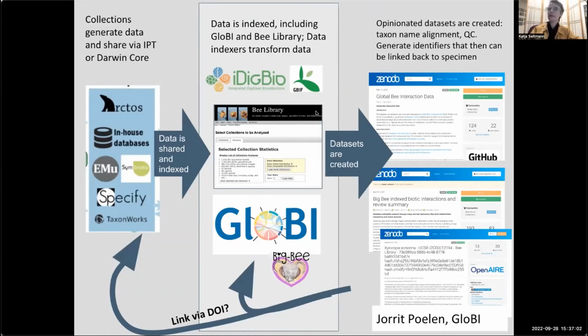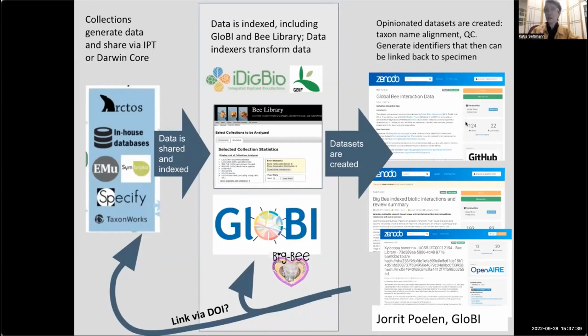Or they acquire data from these aggregators. So from here, data sets are downloaded, and we are doing the same thing. In the bee library, we're adding trait data, so value added, again transforming the data. And this is going into summary data sets, as well as data coming from Global Biotic Interactions or our global bee interaction data set. And these data sets are opinionated, which means that there's taxon name alignment, there's quality control.